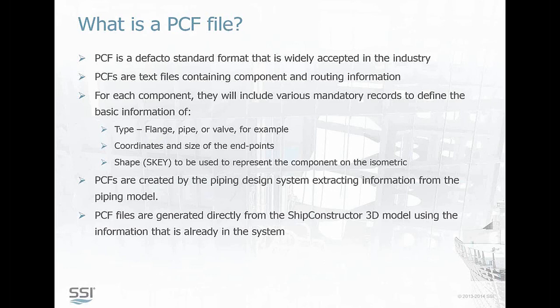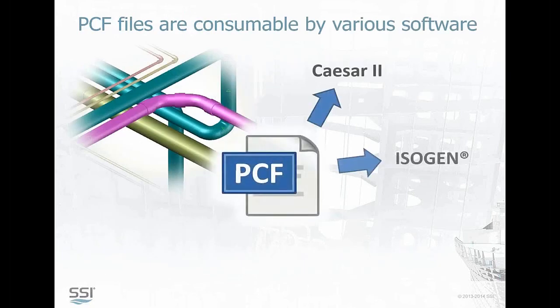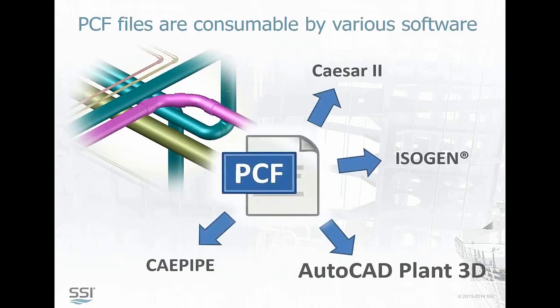A single PCF, single piping component file, can contain the data for a number of pipelines, but generally a piping design system extracts piping data for single pipelines only. That's just how people use it. So basically, PCF files are consumable by various software: Caesar, Isogen, AutoCAD, Plant 3D, K-Pipe. We'll see some examples of using the PCF file here today, taking that output from ShipConstructor.